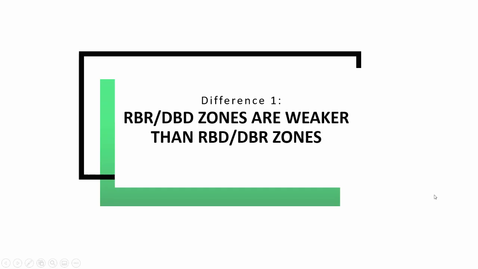On average, rally-based rally and drop-based drop zones are weaker than their rally-based drop and drop-based rally counterparts. Many of you might disagree, especially if you trade supply and demand already, but it is true and something you must be aware of. The problem with rally-based rally and drop-based drop zones is they only form during a swing, signalling continuation of that swing rather than a reversal, unlike rally-based drop and drop-based rally zones, which always set off a new swing.